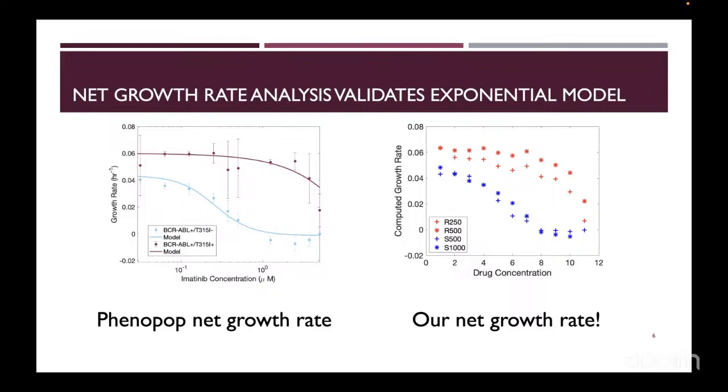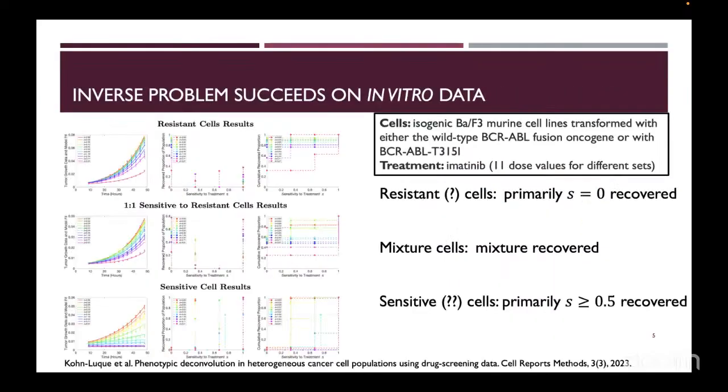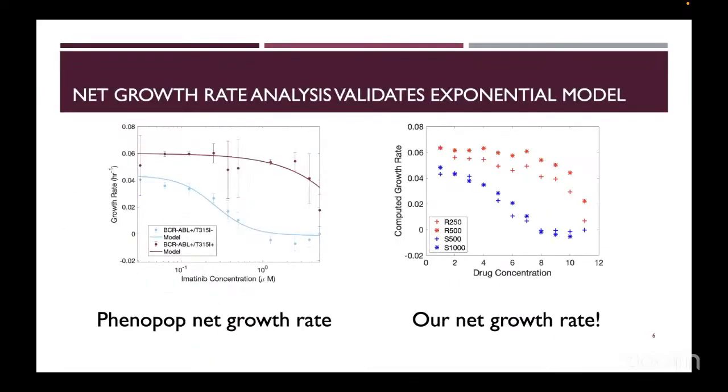through this model. Now, the PhenoPop paper, the same one that gave us the data in the previous slide, was able to compute their version of a net growth rate using their model. So when we computed our net growth rate, we found that they matched really closely. And this is incredibly validating to how we're recovering sensitivity and the setup of the model we have right now. We had some doubts when we were going through the data if our results were appropriate, and this really validated those results.